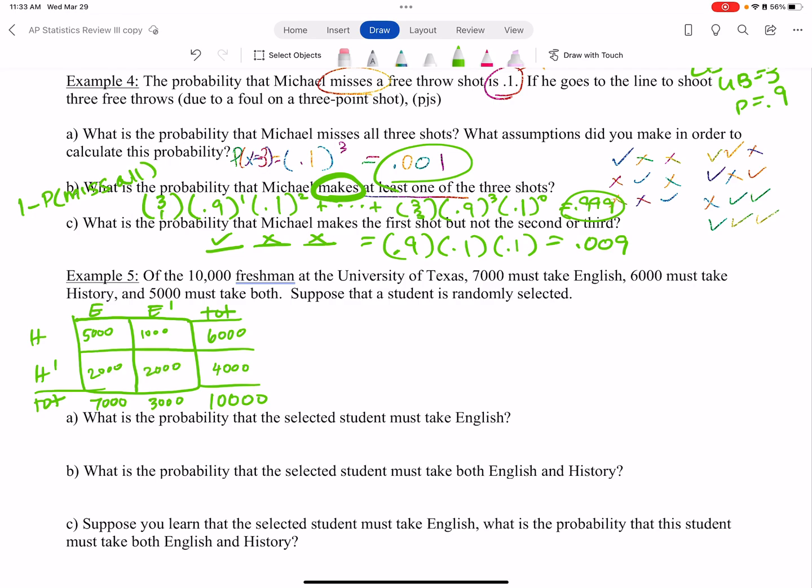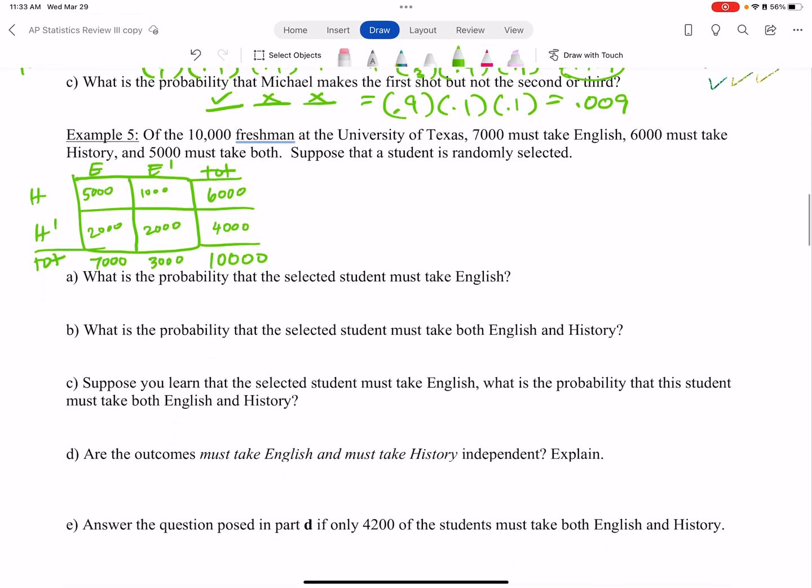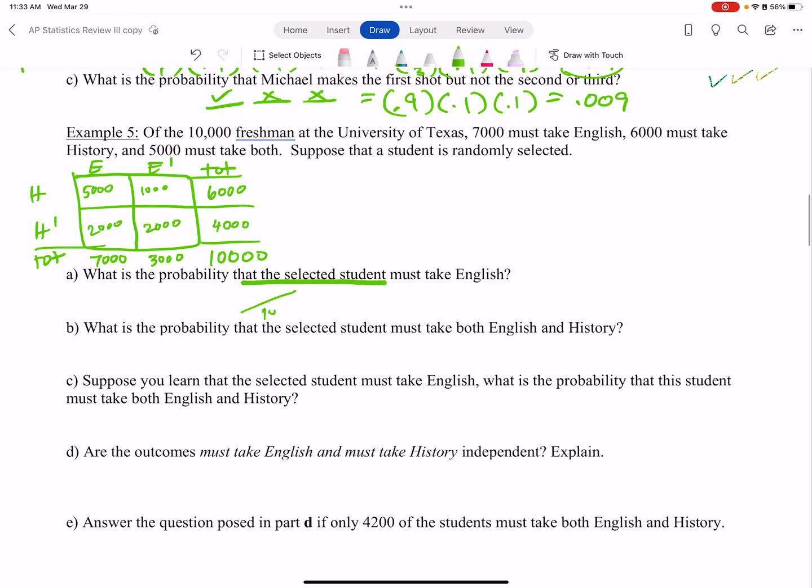Now that it's set up, it should be a lot easier for me. What's the probability that the selected student must take English? So the selected student is going to be 10,000 on the denominator. The probability of English is just going to be 7,000 out of 10,000, and then, of course, I'll put 0.7.